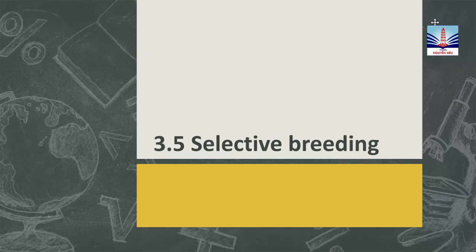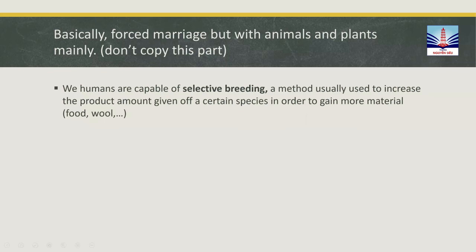And now we humans are capable of selective breeding because we are so dominant on this planet. And this is a method that is usually used to increase the product amount or something that we humans want to gain, given off a certain species in order to gain more material, such as food, wool, and basically it's mainly materialistic items.